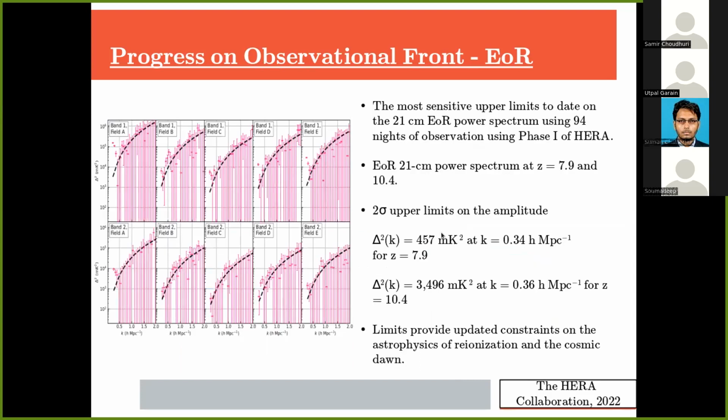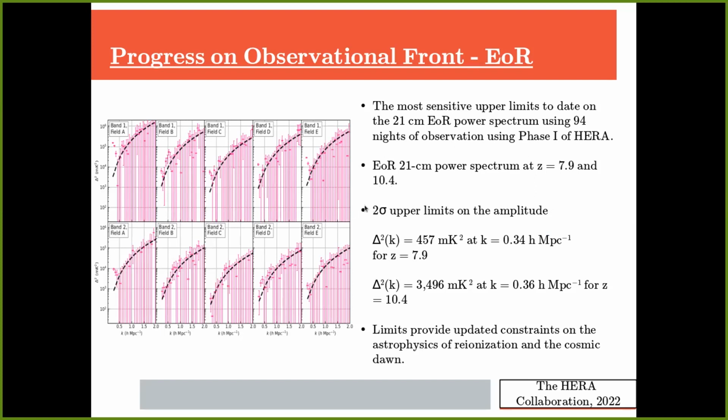And as for the progress of the 21 centimeter power spectrum observation, the current limits are given by HERA. The most sensitive upper limits on the 21 centimeter EoR power spectrum come from 94 nights of observation using phase 1 of HERA, where they have given the upper limits on the power spectrum at 2 redshifts, z equal to 9 and 10.4, where they have reported 2 sigma upper limits at these k values, 0.34 and 0.36 h Mpc inverse.